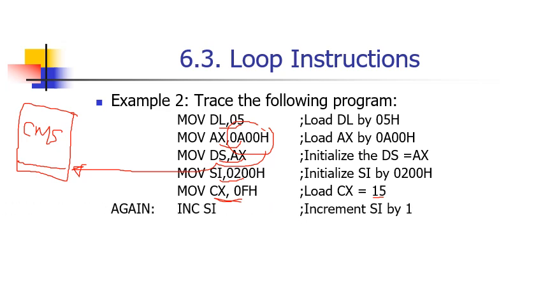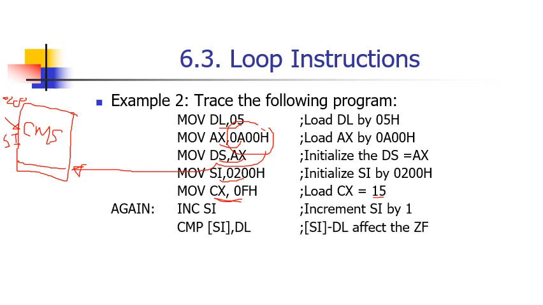We are going to increment SI to go to another value inside your memory. Okay, starting at 200. So we are going to start here at a logical address of 200. Okay, this location is pointed to by your SI. Good.